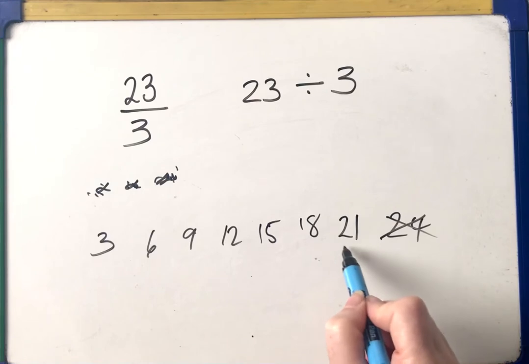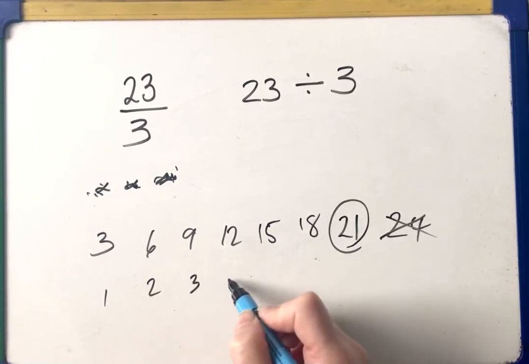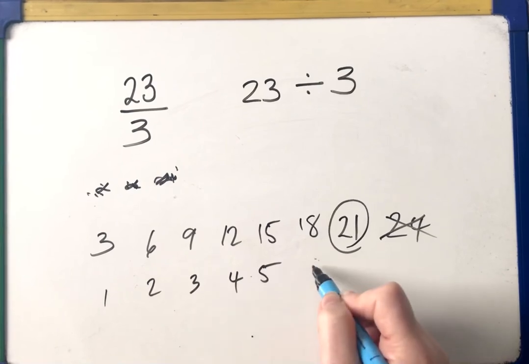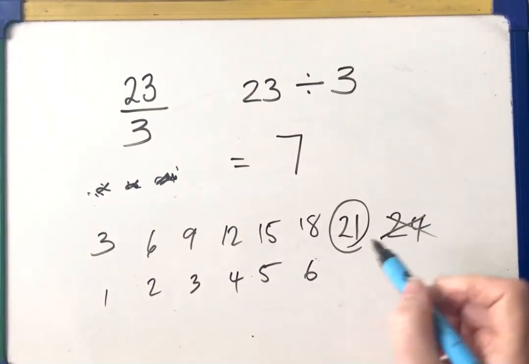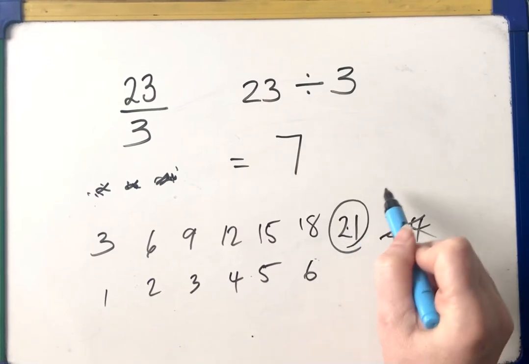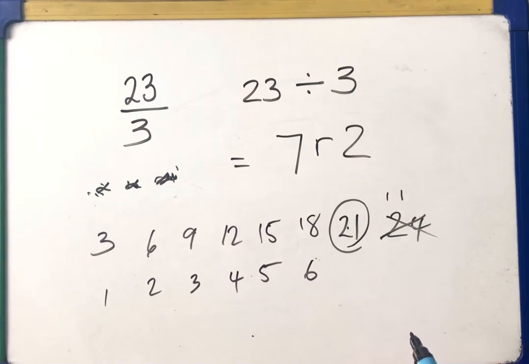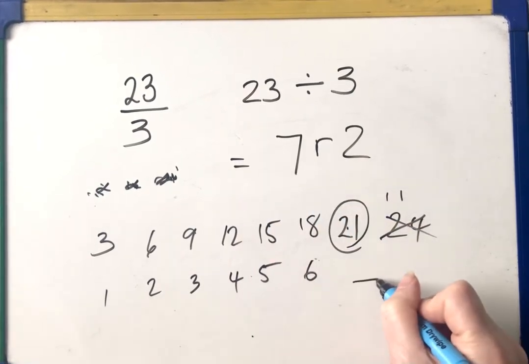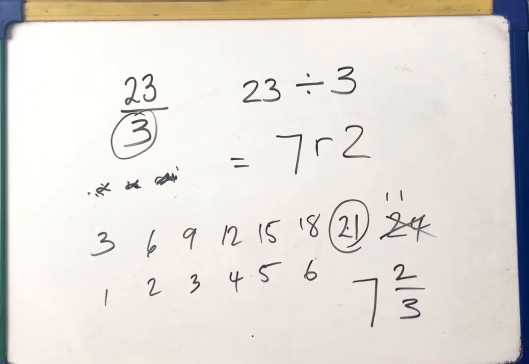So it can only go in that many whole numbers of times, which is 1, 3, 2 3s, 3 3s, 4 3s, 5 3s, 6, 7 whole times. And 21, 22, 23, there are 2 left over. And the way to write that as a fraction is 7 and 2, that's the numerator, over 3, thirds.